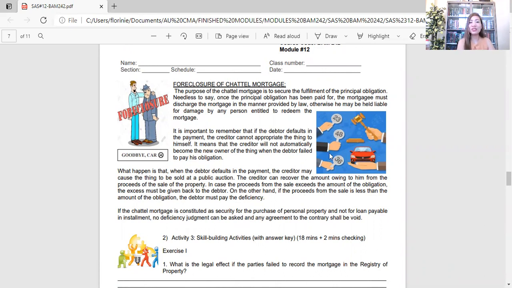Okay, the purpose of the chattel mortgage is to secure the fulfillment of the principal obligation. So needless to say, once the principal obligation has been paid for, the mortgagee must discharge the mortgage in the manner provided by law. Otherwise, he may be held liable for damages by any person entitled to redeem the mortgage. It is also important to remember that if the debtor defaults in the payment, the creditor cannot appropriate the thing to himself. Ang general rule natin is that the creditor cannot appropriate the thing to himself.